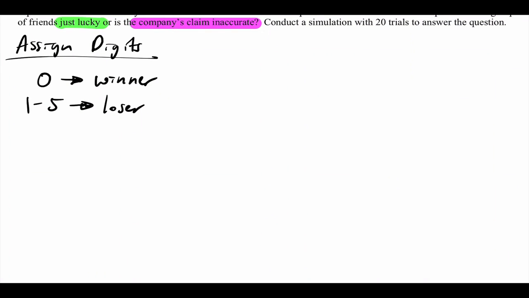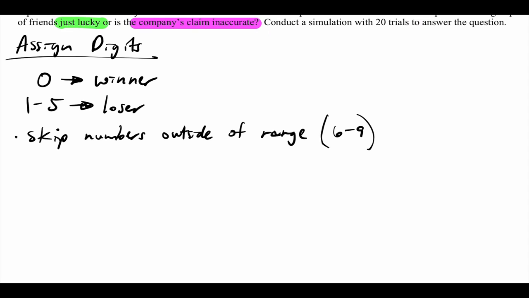So I have to address that. What if I get a 6 or 7 or an 8 or a 9? What do I do? I could just say skip. What if I get a repeat? What if I get a 5 and then a 5 and then a 5 and then a 2? Repeats are okay. So what do I skip? 6 to 9. Skip numbers outside of range, 6 to 9. Repeats are okay.